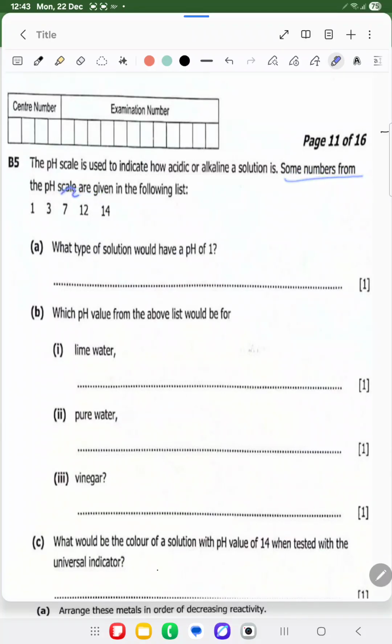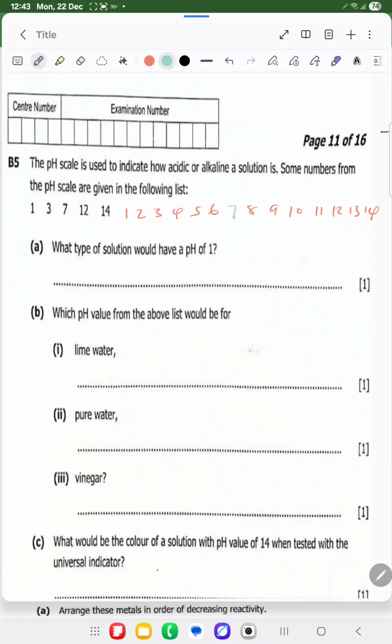Some numbers from the pH scale are given in the following list. So these are the numbers shown to you, which are taken from the pH scale. It must interest you to note that numbers on a pH scale go from 1 to 14. A pH scale measures how acidic or how basic a solution is. So the numbers start from 1, 2, 3, 4, 5, 6, 7, 8, 9, 10, 11, 12, 13, 14.